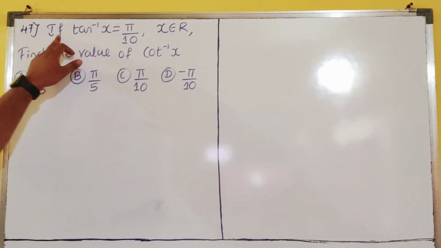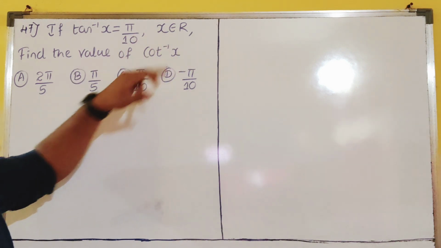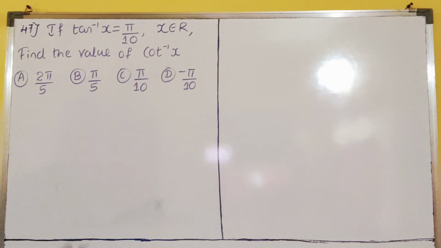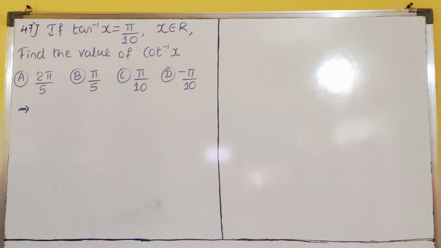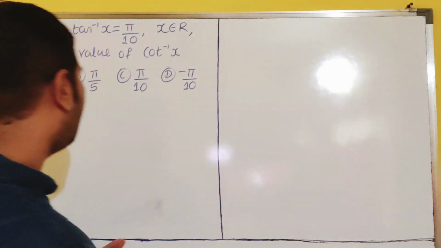Question number 47. If tan inverse x is equal to pi by 10, x belongs to real numbers, find the value of cot inverse x. So now these are the options given. See here. Very simple, dear students. Maximum students will get confused about how to begin. Yes, very simple it is.